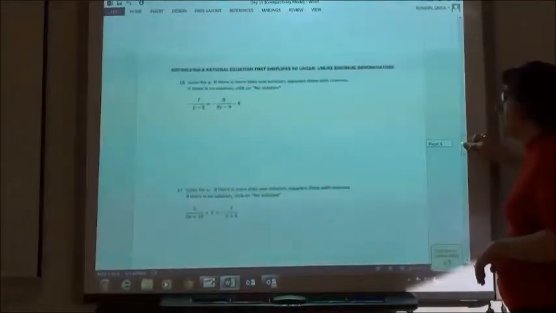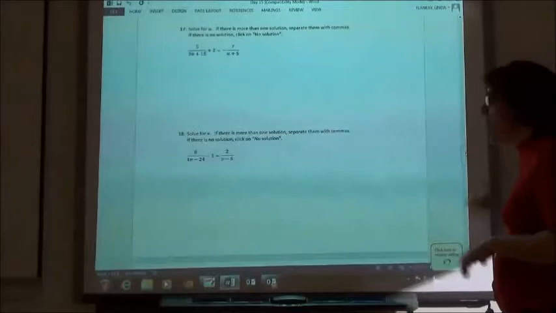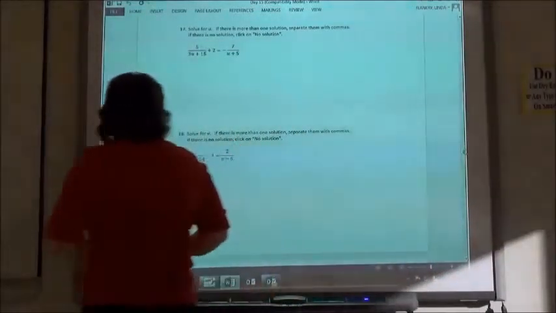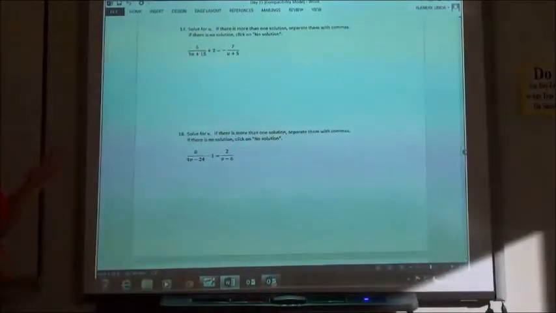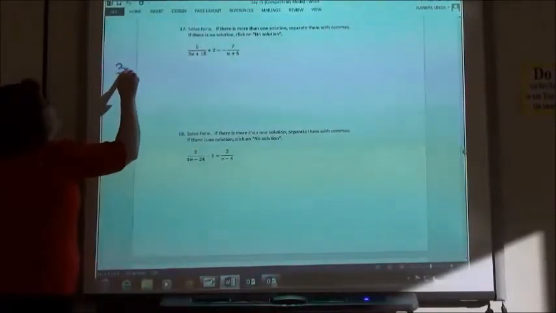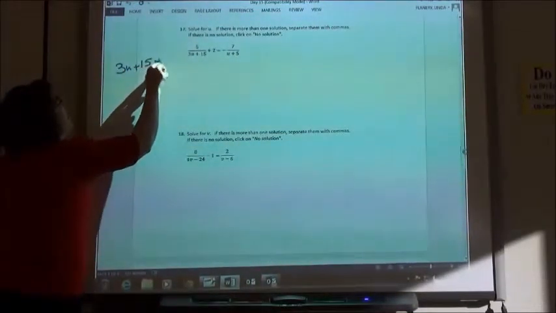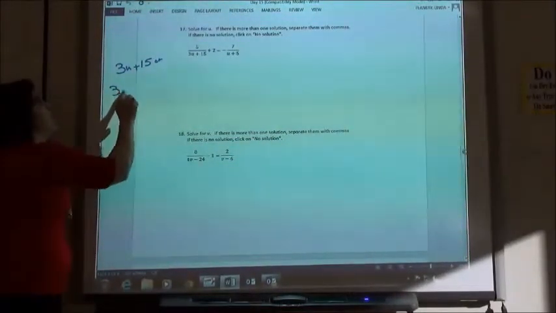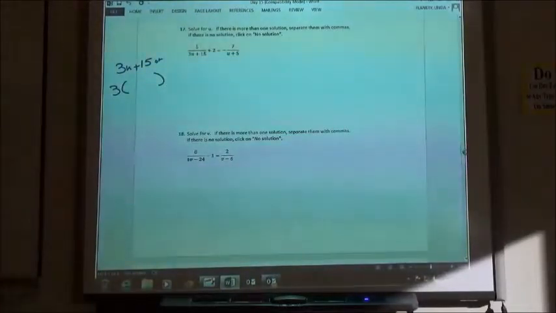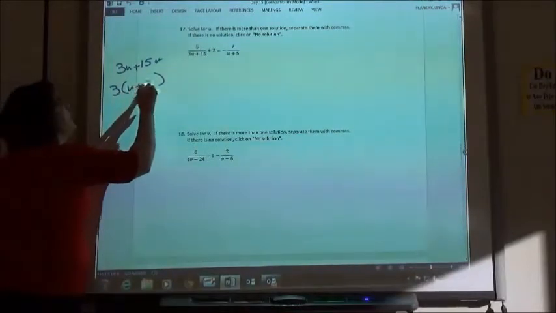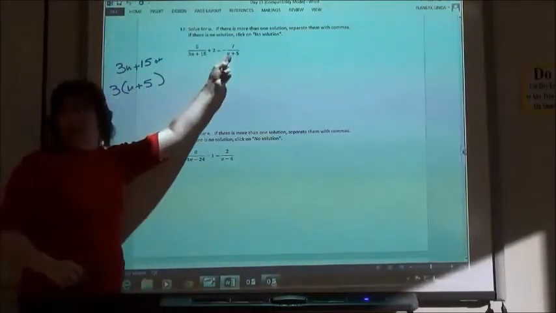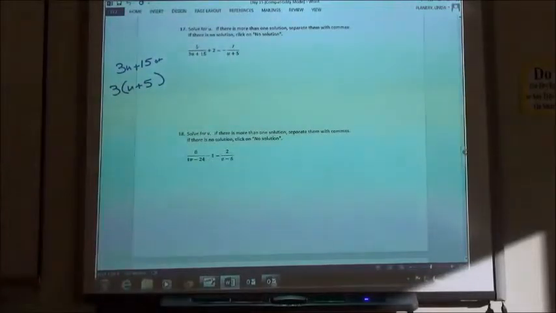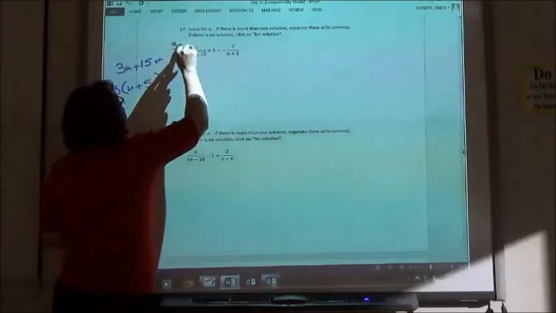Okay, so now if we look at number 17, it's going to be the same kind of thing when we think about our denominator. That one with the number in front, we're going to be able to factor it. If I have 3u plus 15, I can rewrite it by taking the 3 out. 3 times, and if I take the 3 out of both of those, what do I get? 5. U plus 5. Yep, u plus 5. And notice that'll match up with our other one because that's what we're going to cancel. So we're going to multiply everything by 3 times u plus 5.